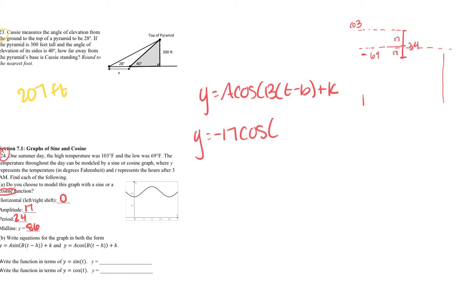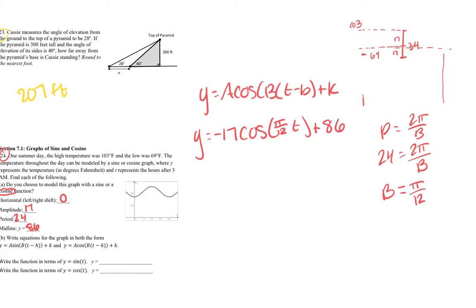Our b is going to come from our period. Remember, our period is equal to 2 pi over b. So our period in this case is 24 equals 2 pi over b. So b is going to equal pi over 12. So we're going to throw that pi over 12 in here. And then we don't have a left or right phase shift, so it's 0, so we don't need to have an h. And then k is going to be how high our midline starts. So our midline is at 86, so we're going to bump this up to 86.